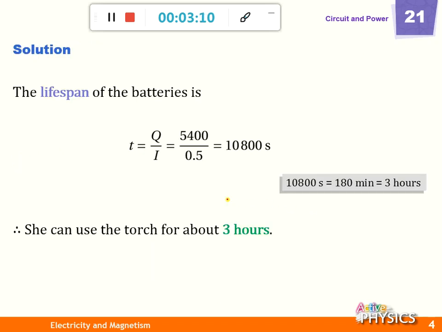So what should we do? Try to link up the equation. We want to find out the time, but basically the definition of the current should be Q over t. Just rearrange these two. Okay, then we can get this. This one will be the total charge. This one will be the current. Current means that in 1 second, totally we will have 0.5 coulomb of charge pass through it. Then after the calculation, we know that the time is around 3 hours.